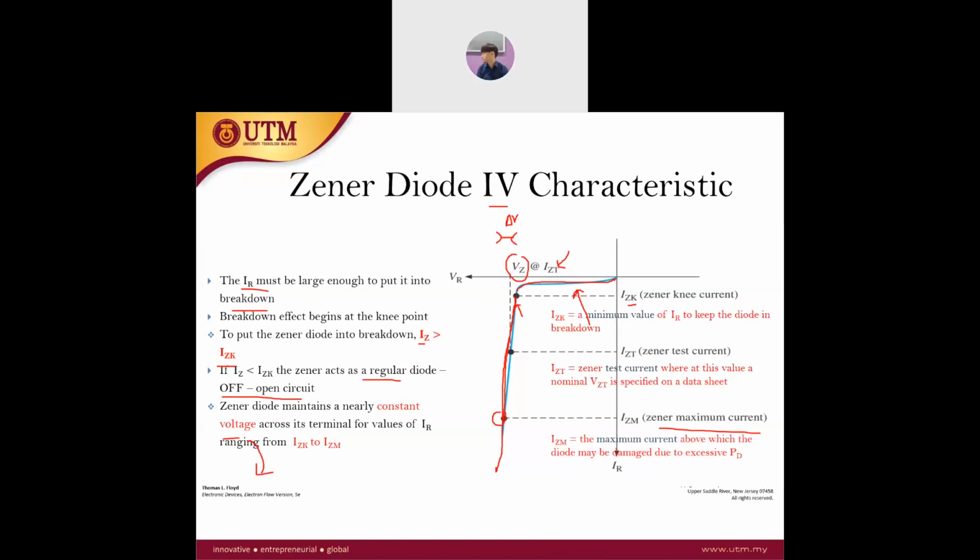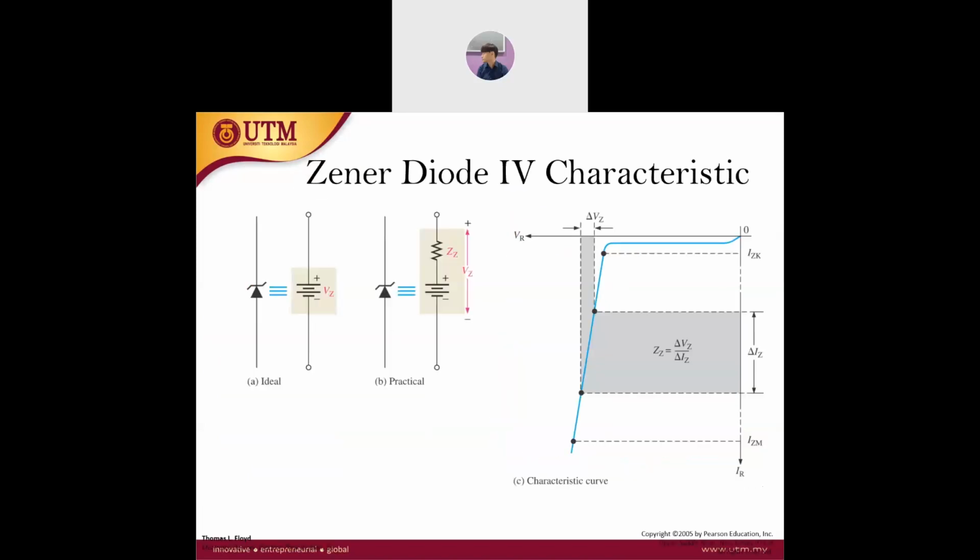IZK is the minimum value of IR to keep the diode in breakdown. IZT is the test current, where the nominal VZT is specified on the datasheet. We can see this in the datasheet. IZM is the maximum current, above which the diode may be damaged due to excessive PD. PD is power. So above IZM, the diode will be potentially damaged. That's why we have IZM, the maximum current that can flow.